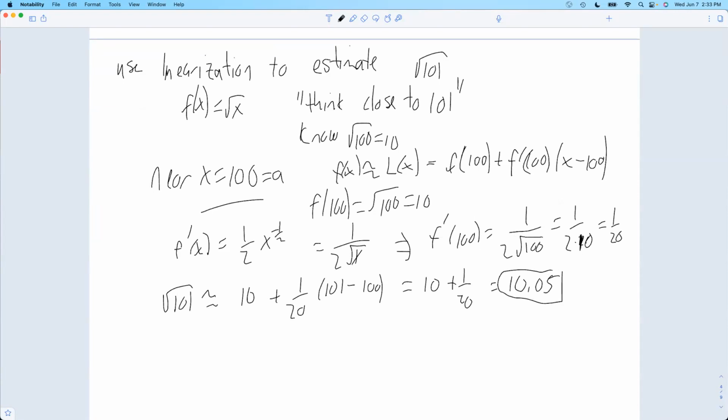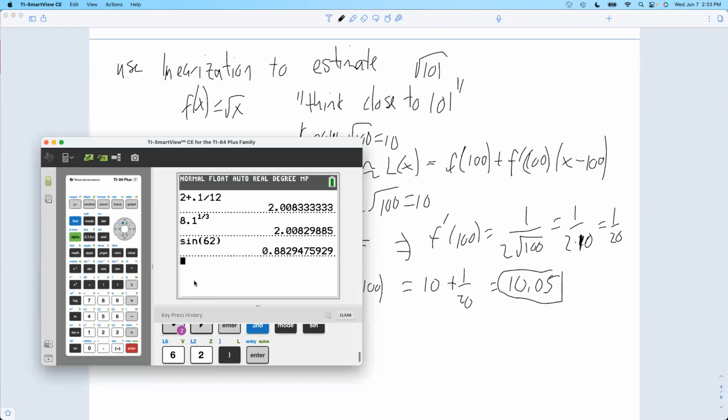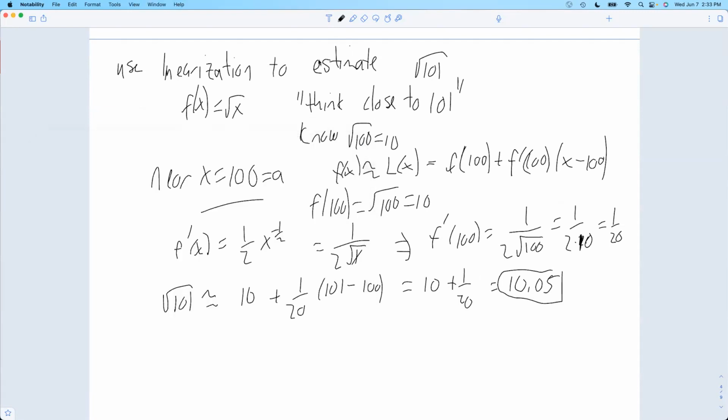All right, let's get our calculator out and see what square root of 101 is. That is a really good approximation. And we did it in our heads. Okay, stop that one.